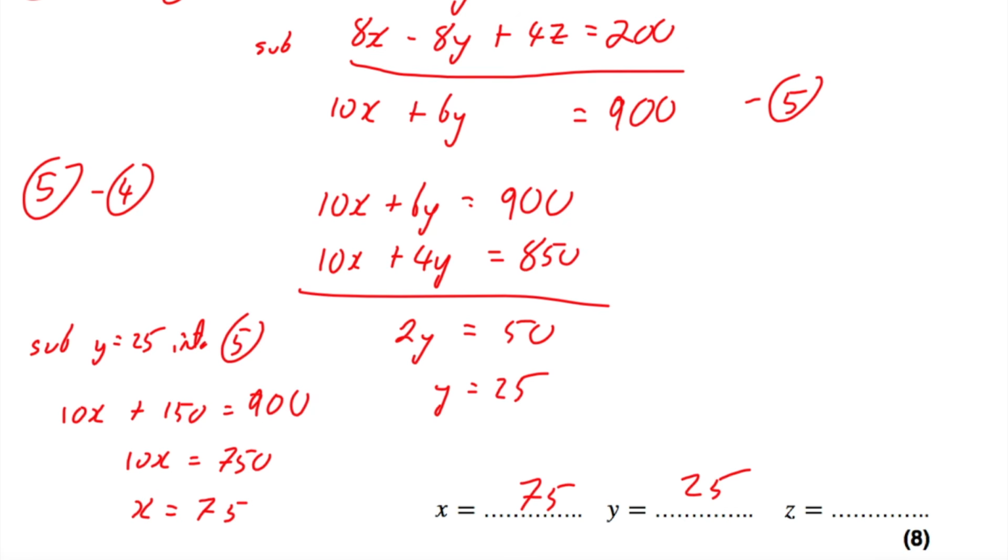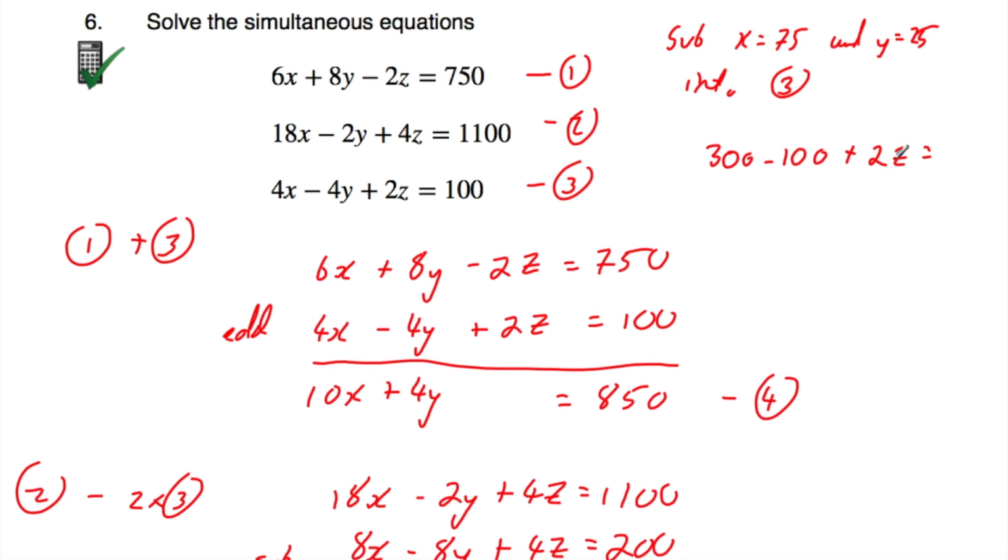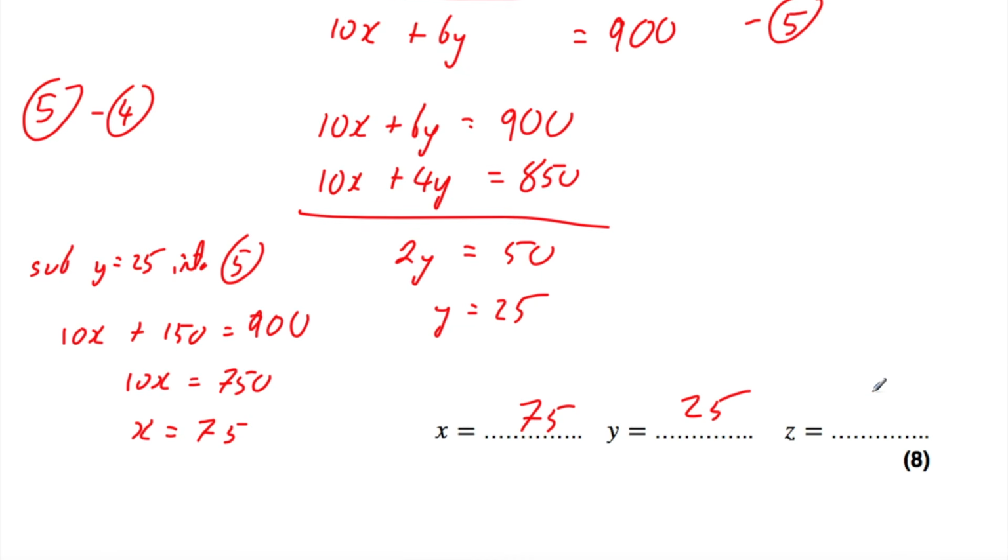So let's substitute these back into one of our original equations. And I'm thinking equation 3 might be a good one to choose here. So sub x equals 75 and y equals 25 into equation 3. So equation 3, 4x, so 4 times 75 would be 300. Subtract 4y, so 4 25s is 100, so take away 100, plus 2z equals 100. So 300 take away 100 is equal to 200, so we've got 200 plus 2z equals 100. And then if we take away 200 from both sides, we get that 2z equals minus 100. And if we divide by 2, we get that z is equal to negative 50. So that means that z is equal to negative 50 there. And that's it.